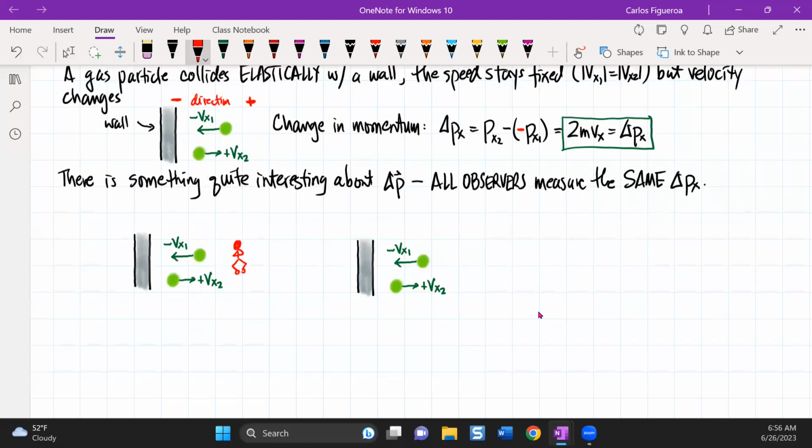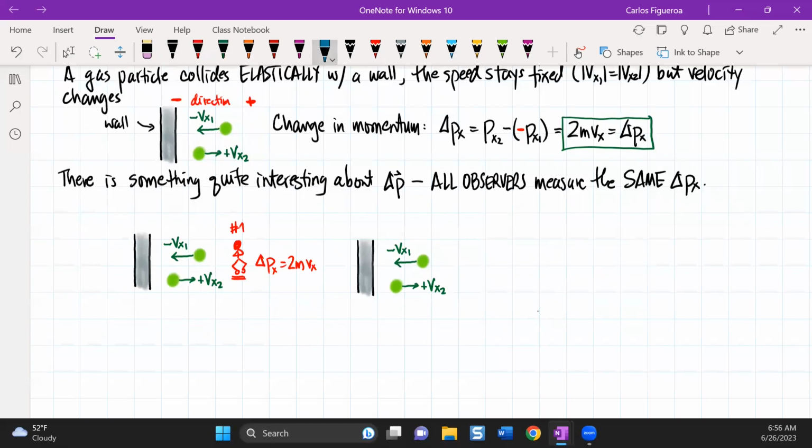I'm going to say that this is observer number 1. In this frame, which is called the lab frame, and which is what we typically talk about, that momentum is measured to be 2mvx. That's what we just did.